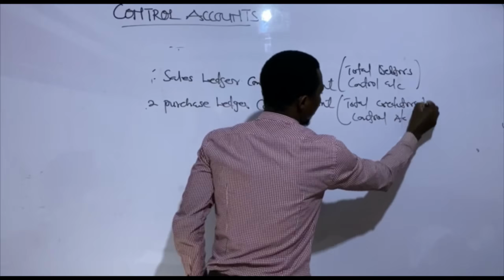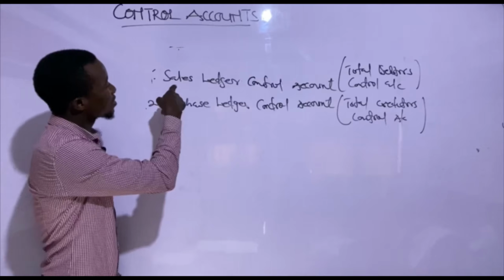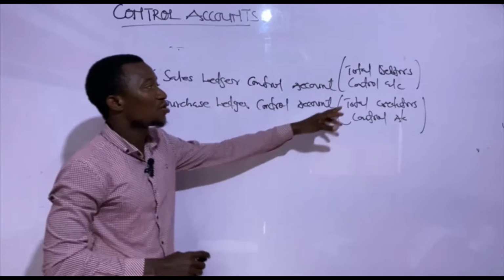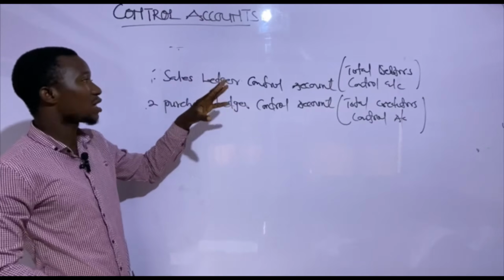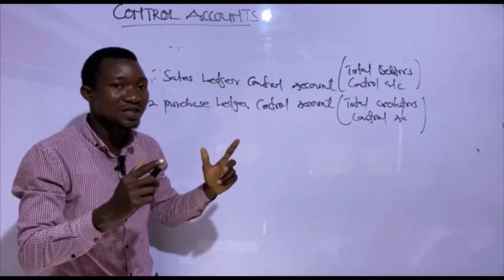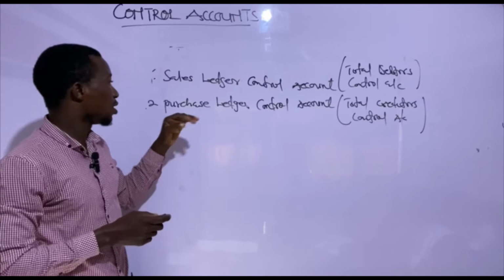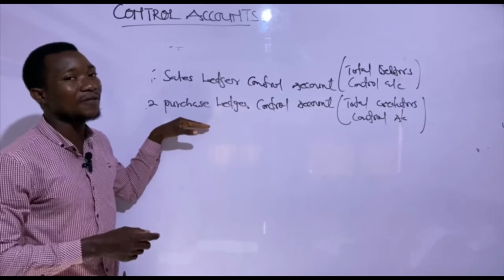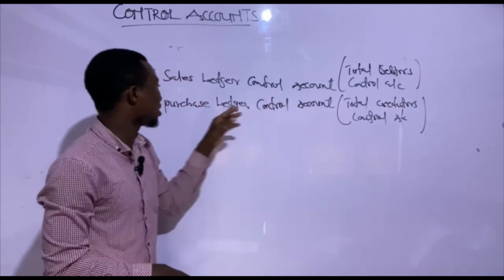And one key thing I want you to take note of is that when we talk of sales ledger control account, we are not talking about the sales account itself. We are talking about the debtors account. So anytime we are talking about sales ledger control account, just put it at the back of your mind that it is the debtors account. It functions as the debtors account because all debtors accounts are found in the sales ledger. When we are talking about the purchases ledger control account, we are not talking about the purchases account itself. We are talking about all the creditors accounts because creditors accounts are found in the personal ledger.